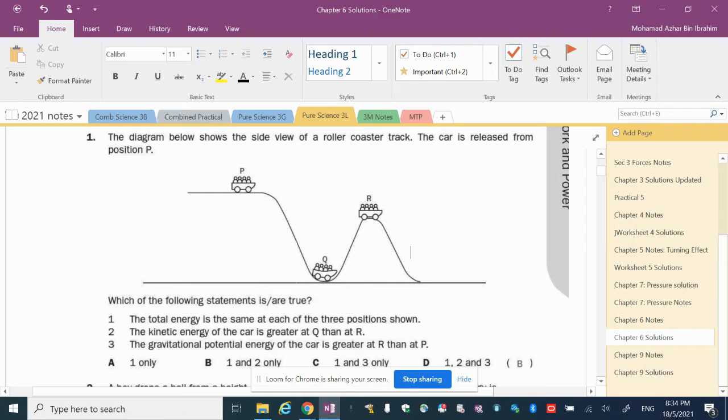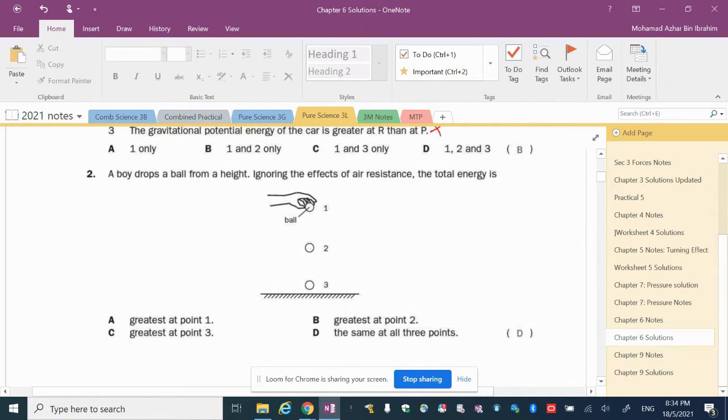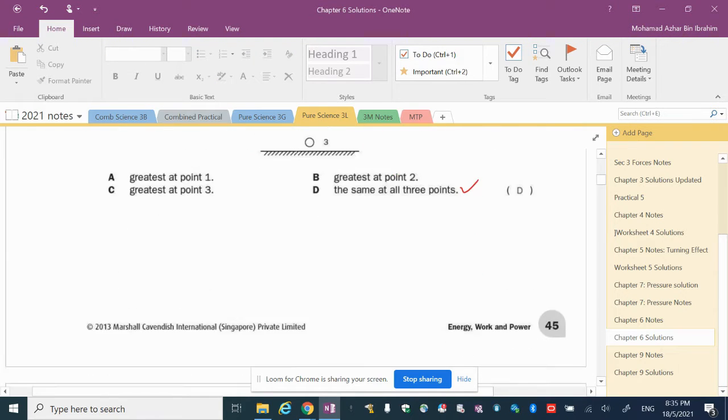Okay, question 1 MCQ, answer B. I don't think there's much to be said. Total energy is the same. This must be correct. And the kinetic energy at Q is greater than R because it's at the lowest point. So this is also correct. But this is wrong because the GPE at R should be lower than P because P is much higher. All right, if you ignore the effects of air resistance, total energy is the same at all 3 points. So D is the solution.